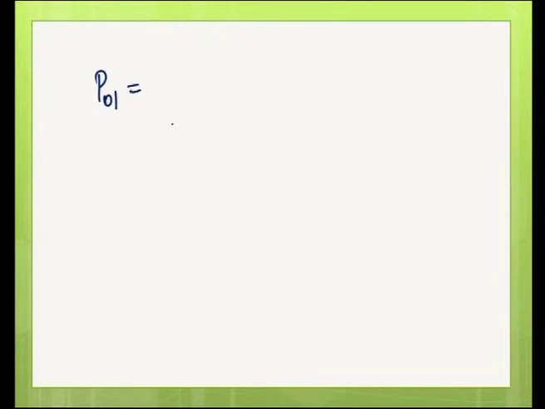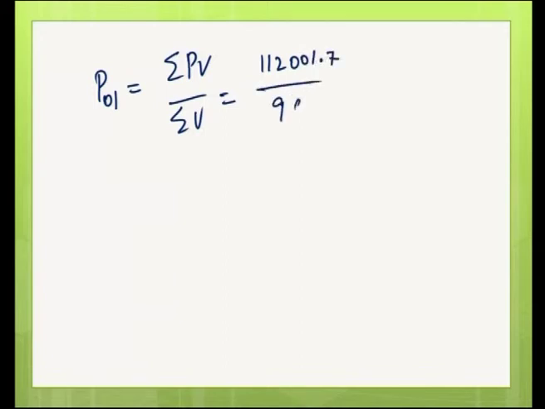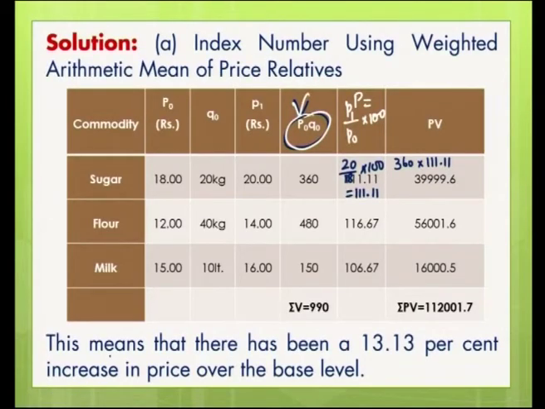Let us see how the index number is calculated. P01 is equal to summation PV by summation V, which is 112001.7 by 990, equal to 113.13. This is the index number value. So, the basic increase is 13.13 percent. That is what is mentioned here. This means there has been a 13.13% increase in price over the base year or base level.